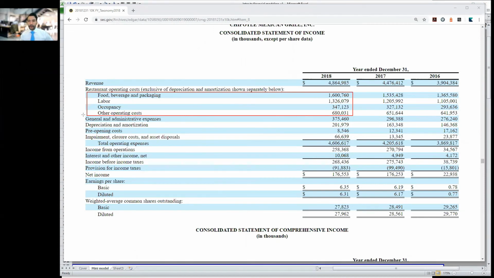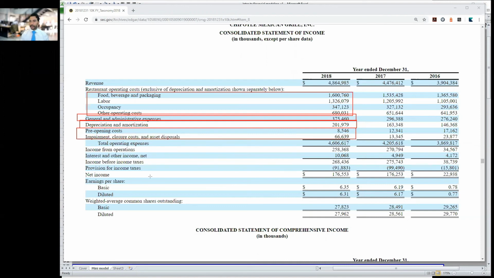Then you have the other ones like general administrative expense, okay? You even have depreciation and amortization, which you can either do as a percentage of revenue or you could do a depreciation schedule to either depreciate their property, plant, and equipment or even amortize their intangibles. You also have pre-opening costs and asset impairments. So this is another, perhaps more detailed, representation of an income statement of a restaurant, okay?